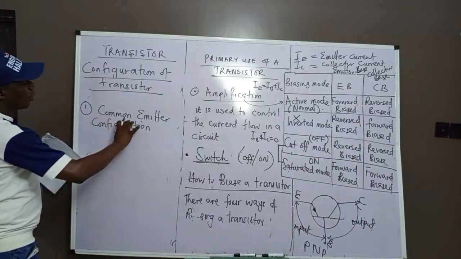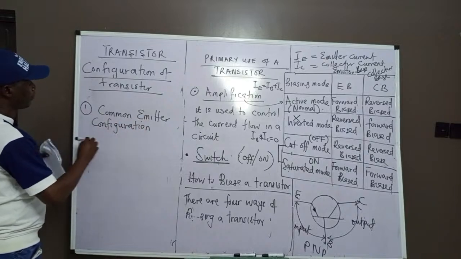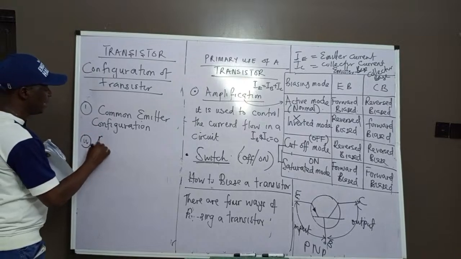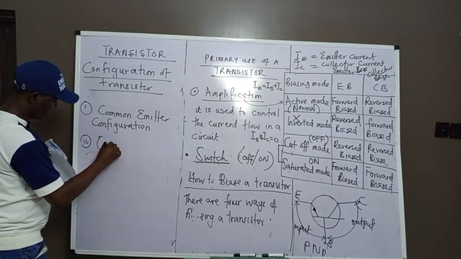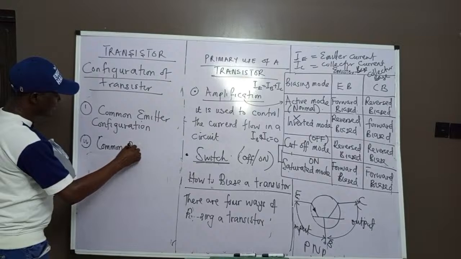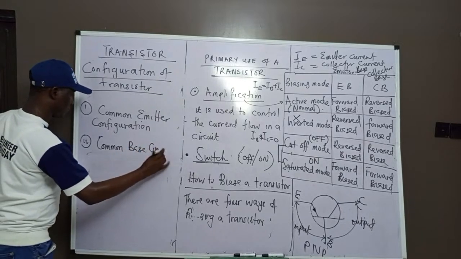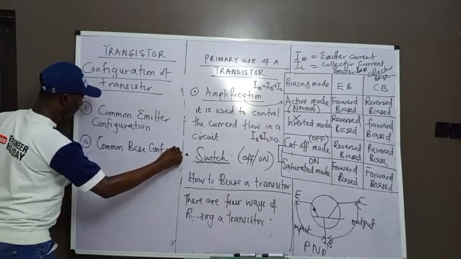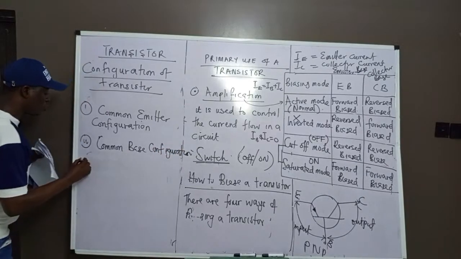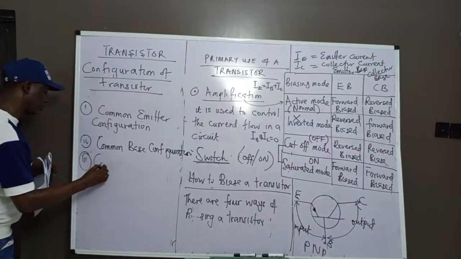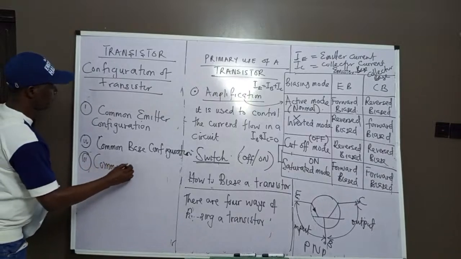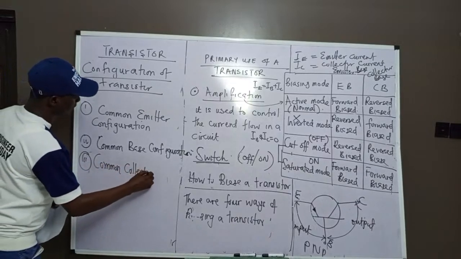So we have the common emitter configuration. We have the common base configuration. And we have the common collector configuration.